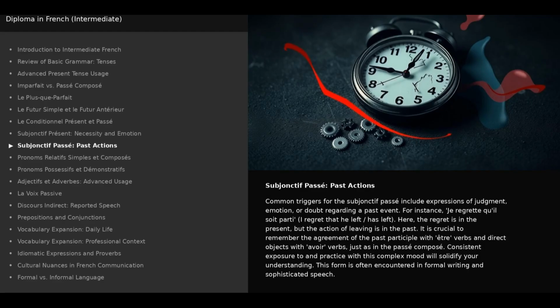For instance, je regrette qu'il soit parti. I regret that he left, has left. Here, the regret is in the present, but the action of leaving is in the past. It is crucial to remember the agreement of the past participle with être verbs and direct objects with avoir verbs, just as in the passé composé. Consistent exposure to and practice with this complex mood will solidify your understanding. This form is often encountered in formal writing and sophisticated speech.